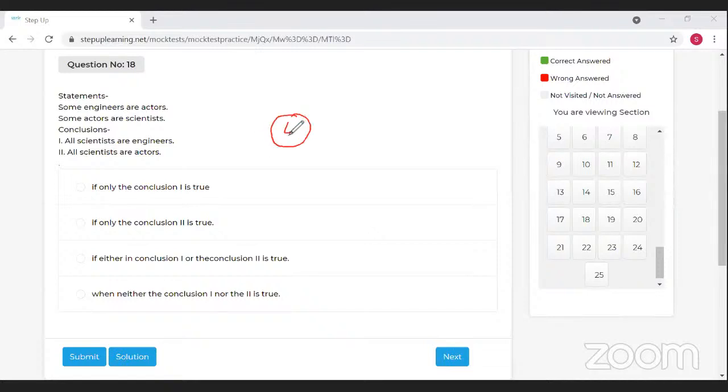Some engineers are actors. Some actors are scientists. Now, all scientists are engineers, 100% no. All scientists are actors, no. So yes, the answer is neither follows. Okay, this one was simple.